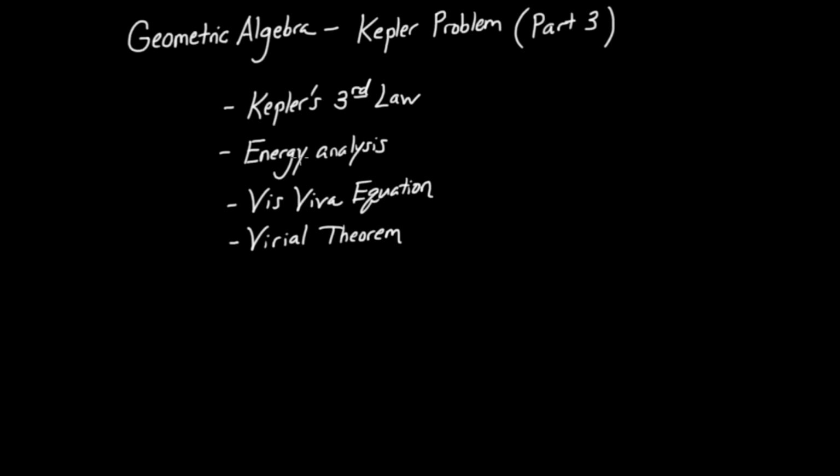Let me wrap up our little journey into the Kepler problem by discussing a few final concepts. What we're going to do in this video is derive Kepler's third law. We're going to analyze the energy of different orbits. We're also going to derive the Vis-Viva equation, and then we'll wrap it up with the Virial Theorem.